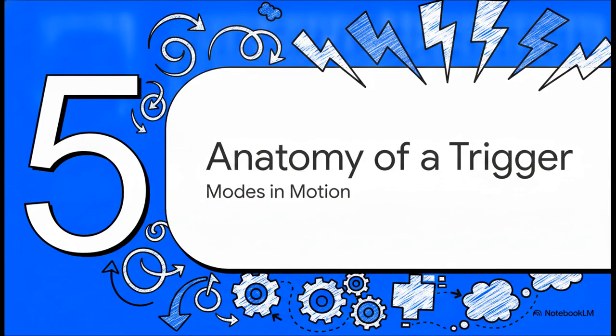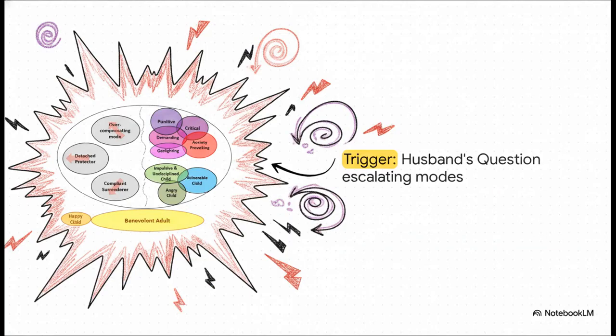Let's shift gears to Section 5, Anatomy of a Trigger. We're putting these modes in motion. We're going to map out a rapid internal escalation caused by, well, something as simple as a husband asking a question. It seems entirely ordinary on the outside, right? But underneath the surface, a massive, complex chain reaction is about to explode across our mode map.